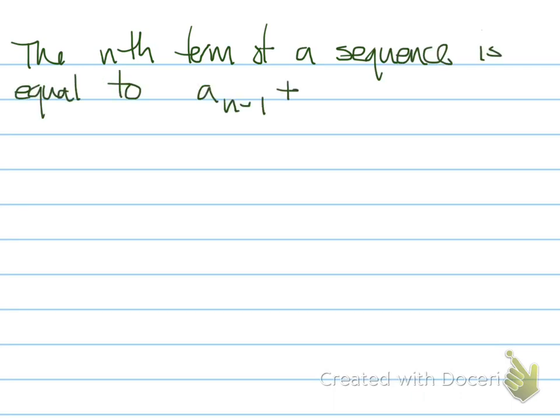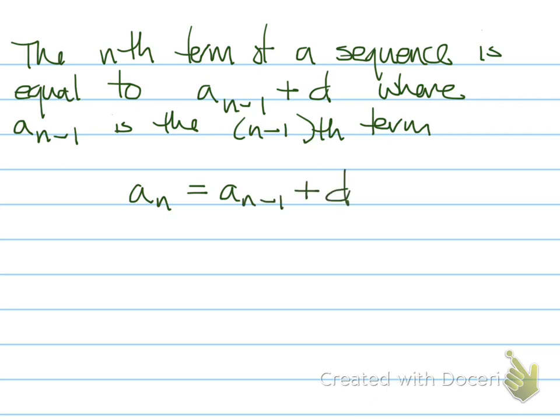The nth term of a sequence is equal to a sub n minus 1 plus d, where a sub n minus 1 is the n minus first term in the sequence. So a sub n, the nth term in the sequence, is equal to a sub n minus 1 plus d, the common difference. This is referred to as the recursive formula.